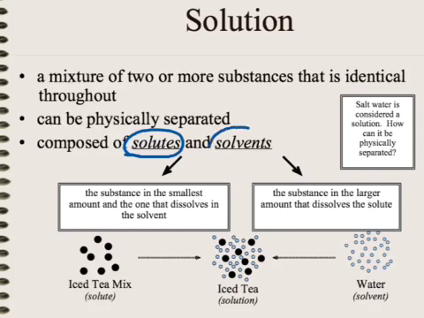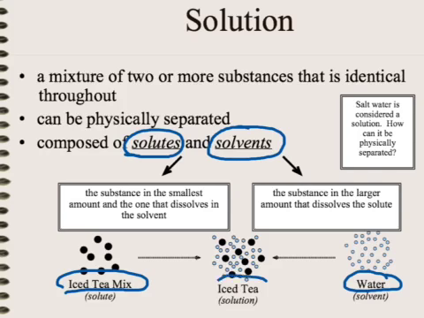The solvent is the substance in the mixture that's doing the dissolving. It's in the larger amount usually, and it does the dissolving. So for instance, if we were making iced tea with the powdered iced tea mix, you would have water as your solvent, and into that you would put the iced tea mix, which is your solute, and then when you mix it together, you get an iced tea solution.